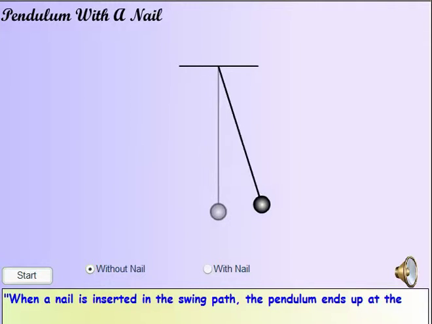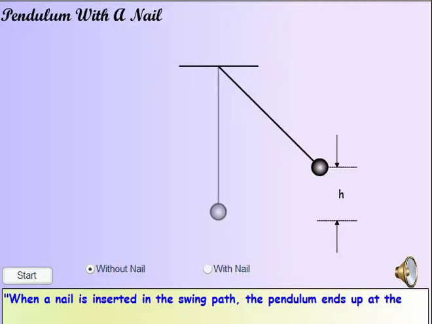Whether a nail is inserted or not, the law of conservation of energy will still hold. The pendulum will rise to the same height because the potential energy with which it started at the left extreme must be the same at the right extreme. Note that the kinetic energies are zero at the extremes.